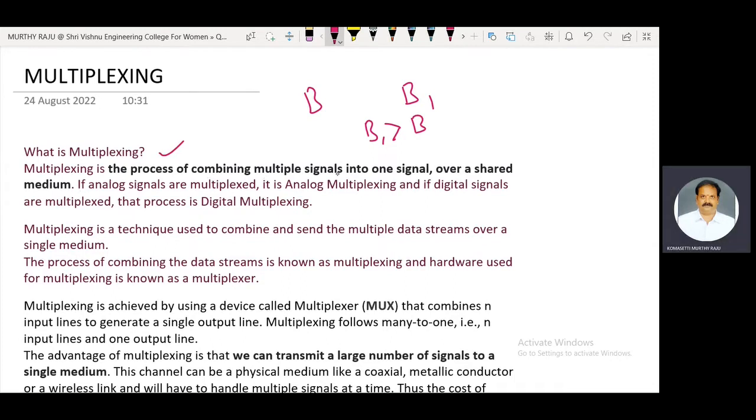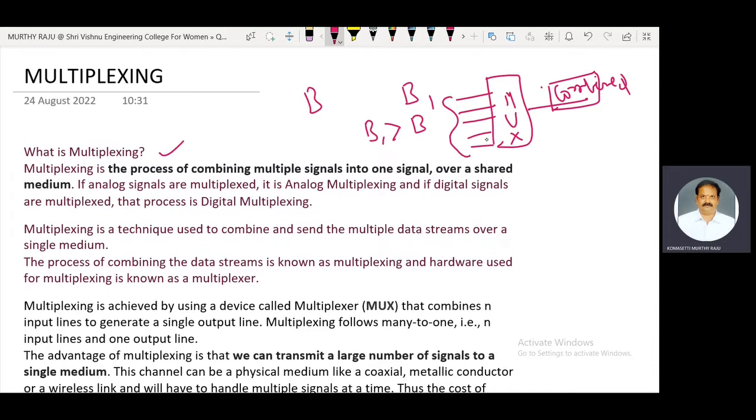Multiplexing is the process of combining multiple signals into one signal over a shared medium. This is the MUX. Many signals are applied at the input to the multiplexer. The multiplexer combines all the signals, and the combined signal is placed on the channel. These are the multiple signals, combined into one signal over a shared medium.